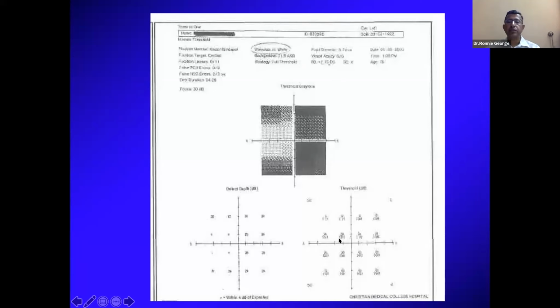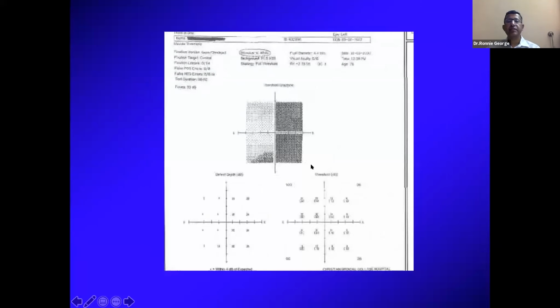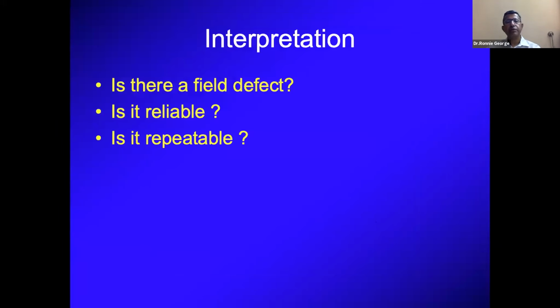Each point is tested twice. You can do this with a size 3 if the damage is not very significant, or you can do it with a size 5 if you have very significant damage. So when you interpret a visual field, you have to establish that there's a visual field defect. You have to establish that it's reliable. You have to establish that it's repeatable.